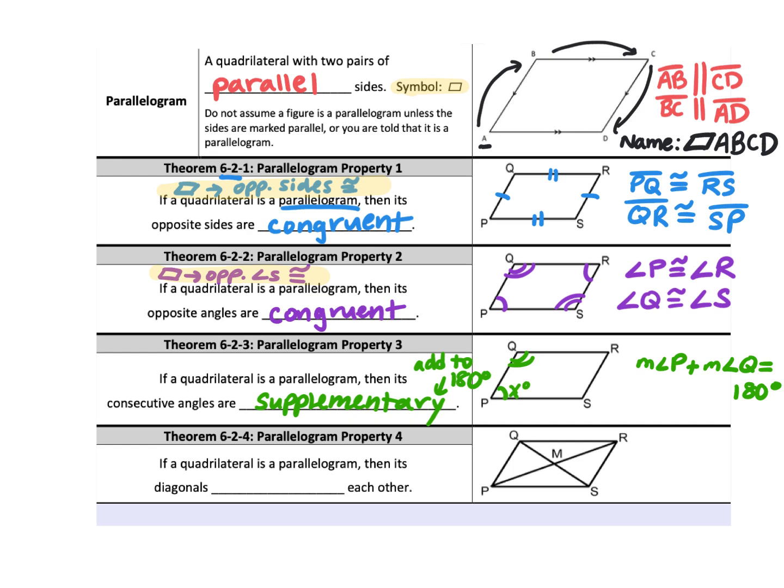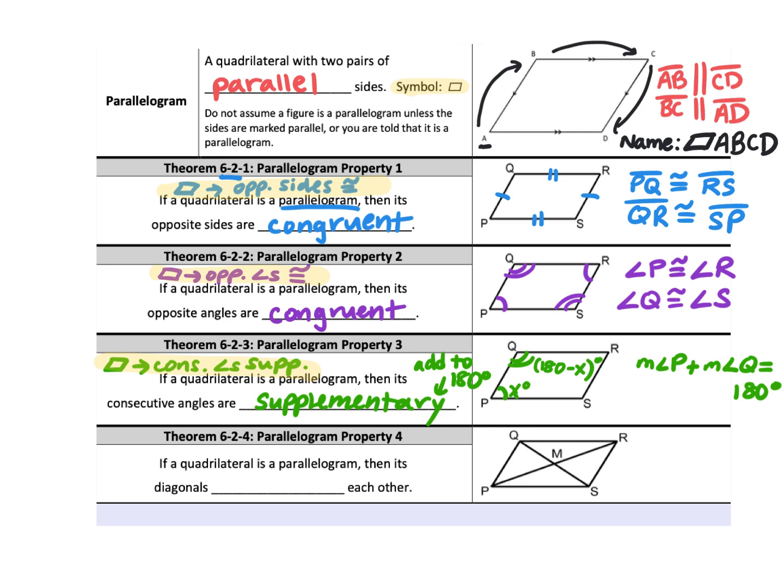So if angle P is X degrees and they're supplementary, the one that's right next to it is just going to be 180 minus X degrees. You can abbreviate this as if it's a parallelogram, then consecutive angles are supplementary, like that. Or you're welcome to just call it theorem 6-2-3. That's the third property of parallelograms.